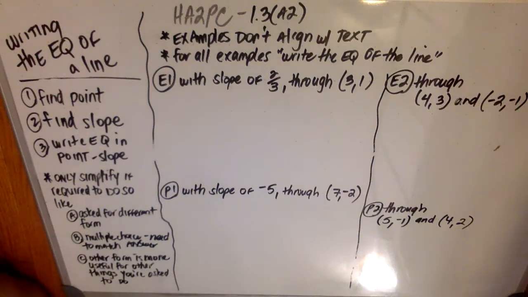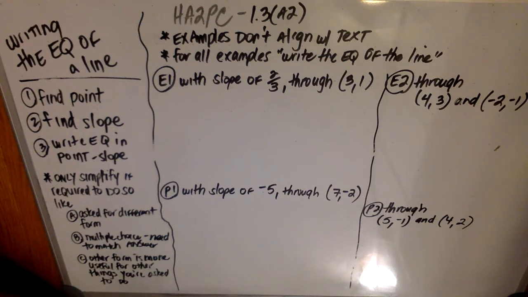Alright, this is Honors Algebra 2 Pre-Calculus. We are doing section 1.3 in Algebra 2. So we're going to talk about writing the equation of lines. This is a skill set that you're going to have to apply through a lot of your higher level mathematics. So although we're seeing it here in Algebra 2, it's a skill that's going to prove super useful when you get to calc and in other classes beyond that, and also in classes like physics.